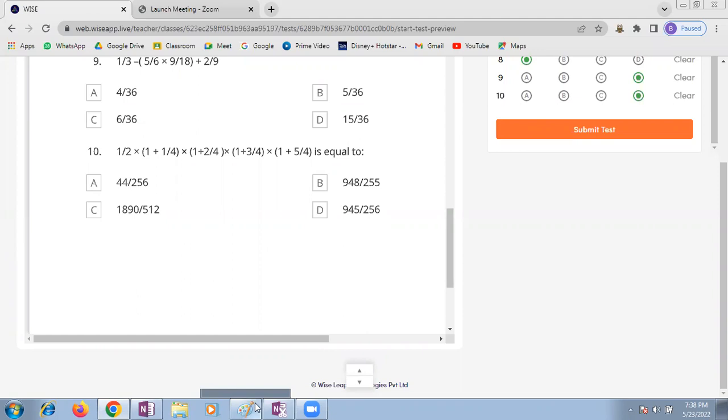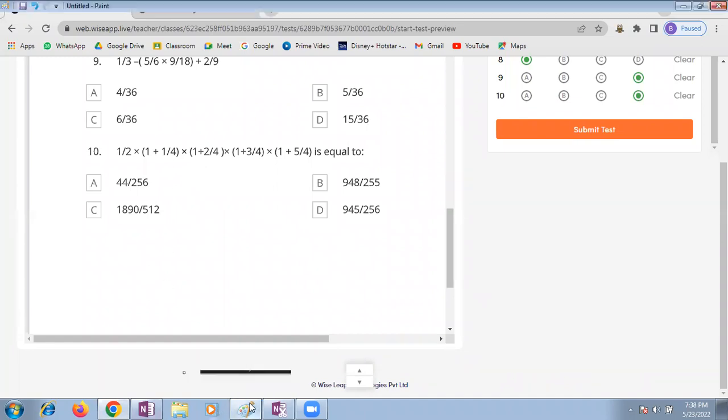10th question: half multiplied with 5 by 4. Multiplied with this half, 1.5 means. Let me go step by step, Nana. Half multiplied with.